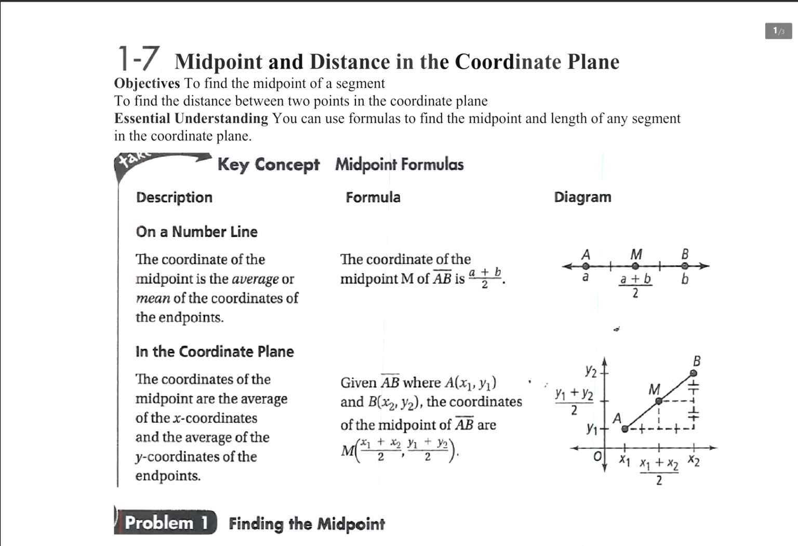1.7, midpoint and distance in the coordinate plane. This is an extremely important section. We are going to use these ideas in every chapter. The key word here is coordinate plane. Anytime you see that, you know that we are going to be dealing with the midpoint of a segment and the distance between 2 points in the coordinate plane.